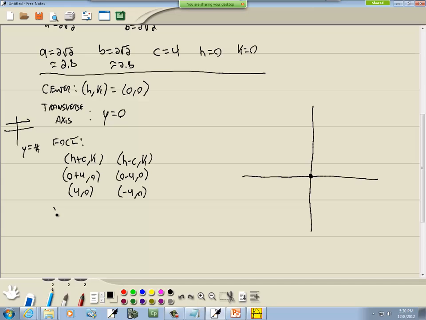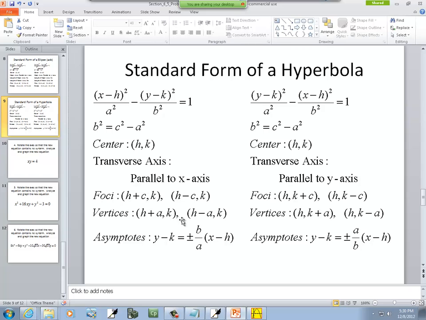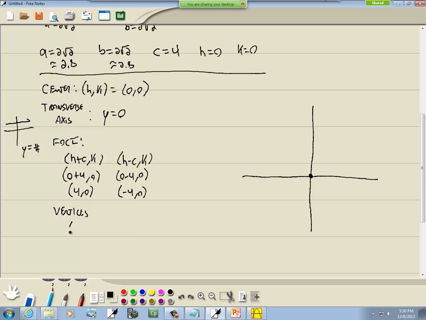And then our vertices. Vertices are h plus ak and h minus ak. Well, h is 0. A was 2 square root of 2. k is 0. So we got 0 minus 2 square root of 2 here. So we're going to have 2 square root of 2, 0, and negative 2 square root of 2, 0.